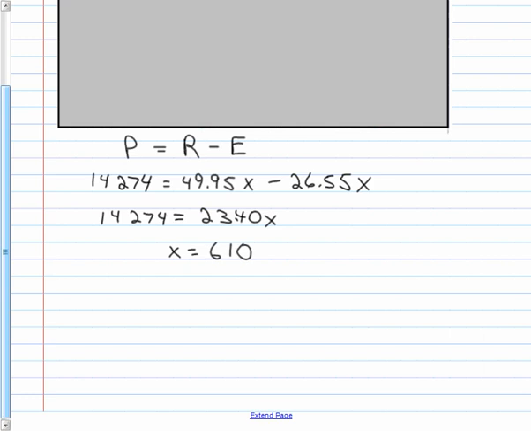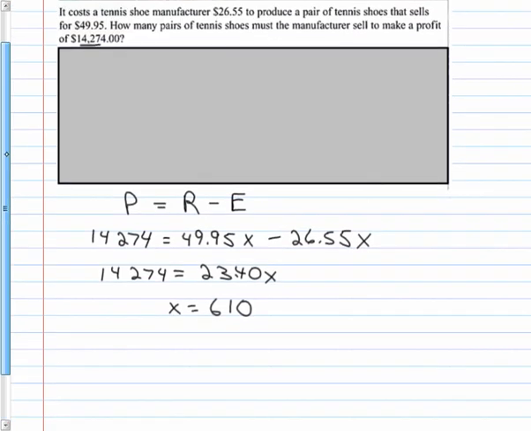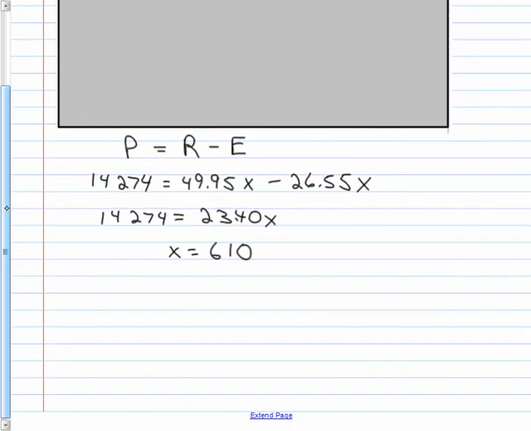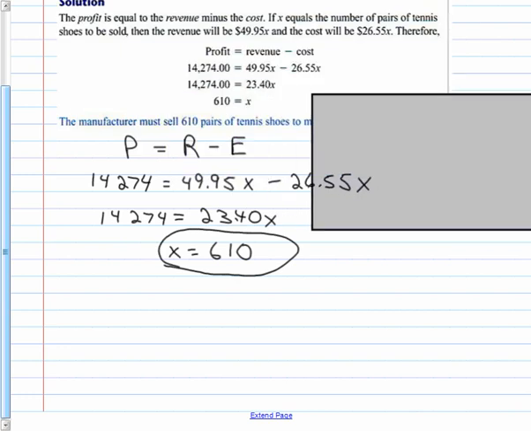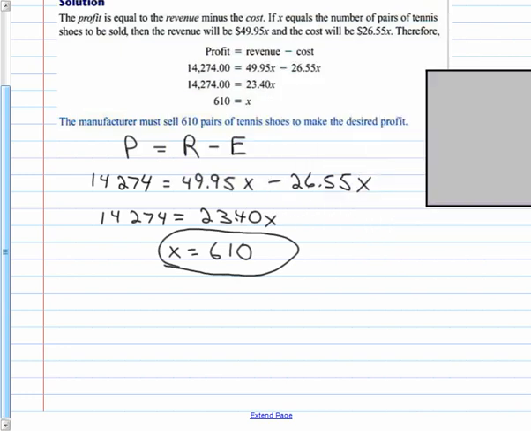Yeah. What would you do if you had a decimal? You can't have half a shoe, so you'd have to round down, that's the way we do it. You'd have to sell 610 shoes. Sure enough, you'd have to sell 610 shoes.